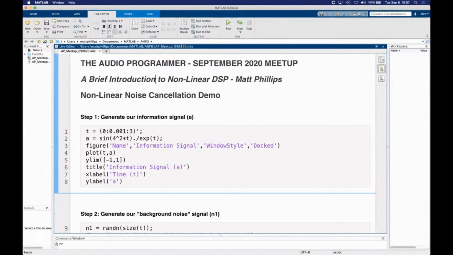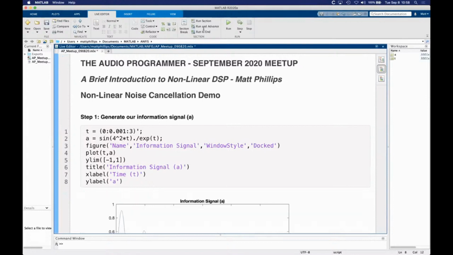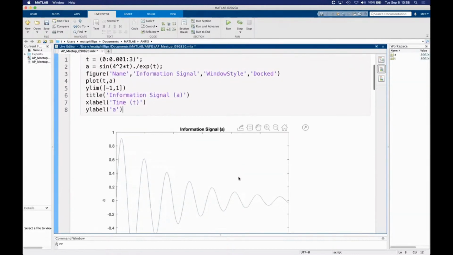So with our noise cancellation problem, we're going to set up a few parameters before we begin. And step one, we're going to generate an information signal. The information signal is the important, significant information that we're looking to obtain from our eventual noisy signal. I'm just going to run through each section at a time, and we'll gather data as we go. So what we're doing here is producing a simple signal.